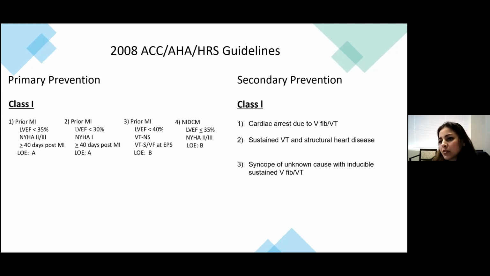If the EF was worse than this, but their functional class is better, they still qualify for having an ICD. If they had a fatal arrhythmic event with VT or VFib, or you can induce it in an EP study and their LVEF is less than 40%, it's still a class 1 indication, level of evidence B. For secondary prevention, it's pretty straightforward. Anybody who had a cardiac arrest from VFib, VT, and they have known CAD, then they are candidates for ICD.